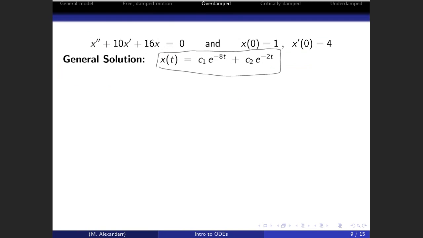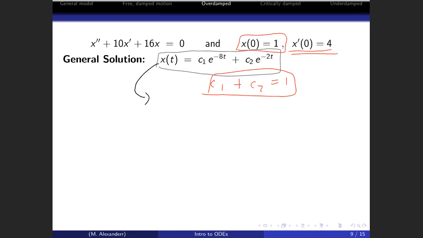So we're going to use the first initial condition, and this tells us that when we plug in 0, the output is going to be equal to 1. So plugging 0 into this gray box function, then the output should be equal to 1. So if you do the algebra, then this will give you C1 plus C2 is equal to 1. So that's one equation. Now to use the second initial condition, we need to actually find the first derivative of this function. And so the first derivative turns out to be what?